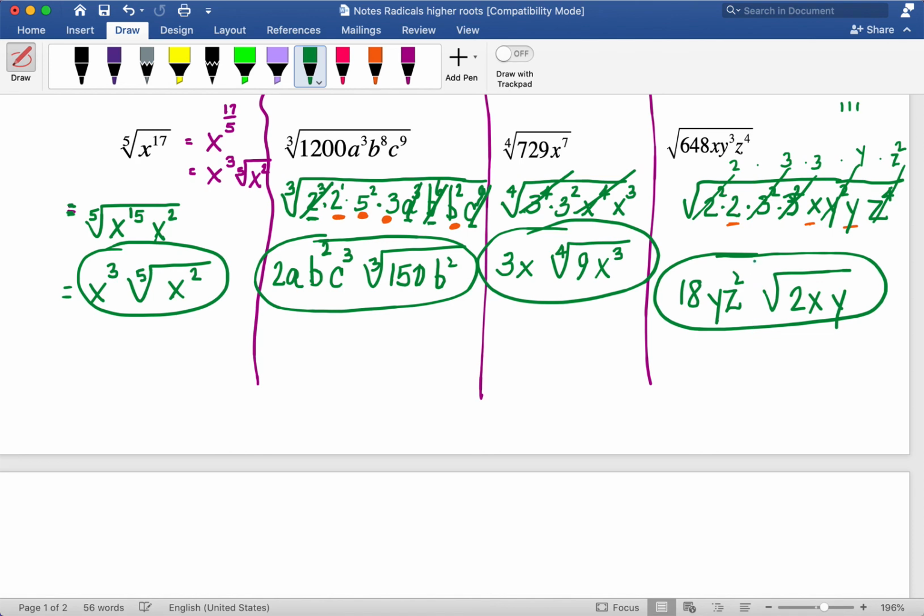Okay, so when it's square root, you're looking for groups of 2. When it's fourth root, you're looking for groups of 4. When it's cube root, you're looking for groups of 3. So you're going to try the radicals worksheet with higher roots. I think that's radicals worksheet number 3. I think so.